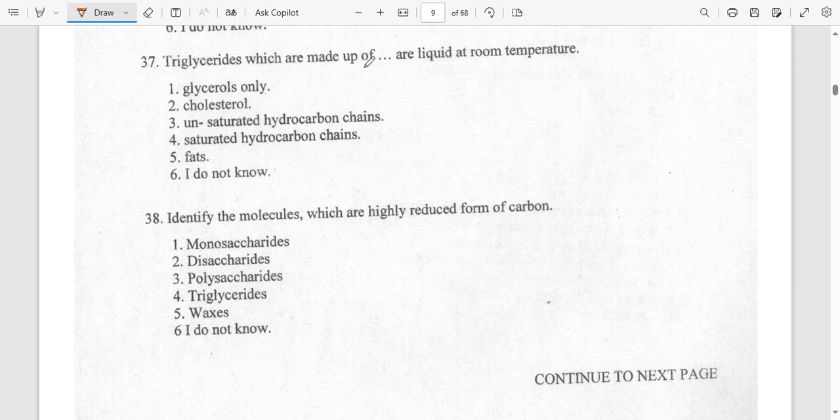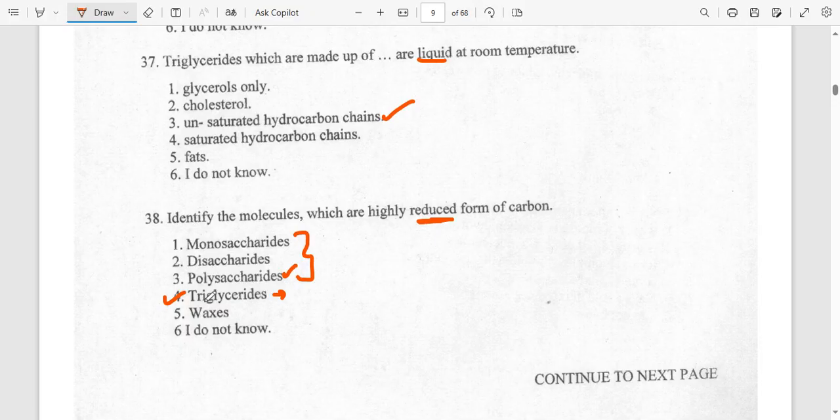Triglycerides, which are made up of dash, are liquids at room temperature. As I said, liquids are unsaturated hydrocarbon chains. Identify the molecules which are highly reduced. Highly reduced means that they have got a lot of hydrogens. So if you compare these three, mono, di, poly, poly is going to be having a lot of hydrogens. And then triglycerides also have got a lot of hydrogens. The best we can actually even qualify is triglycerides.